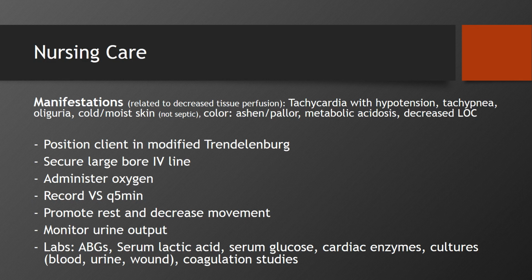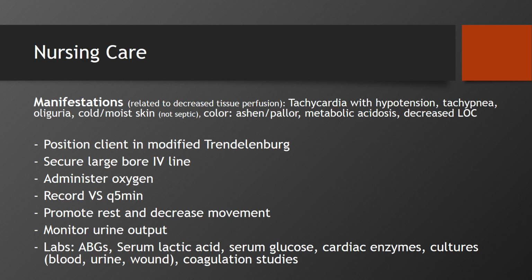Monitor urine output. So again, these patients are most likely going to have a Foley catheter. In the intensive care unit setting, their urine output would be monitored very closely every hour. And again, a goal of 30 milliliters an hour or more for urine is adequate. Anything less than that is considered oliguric.